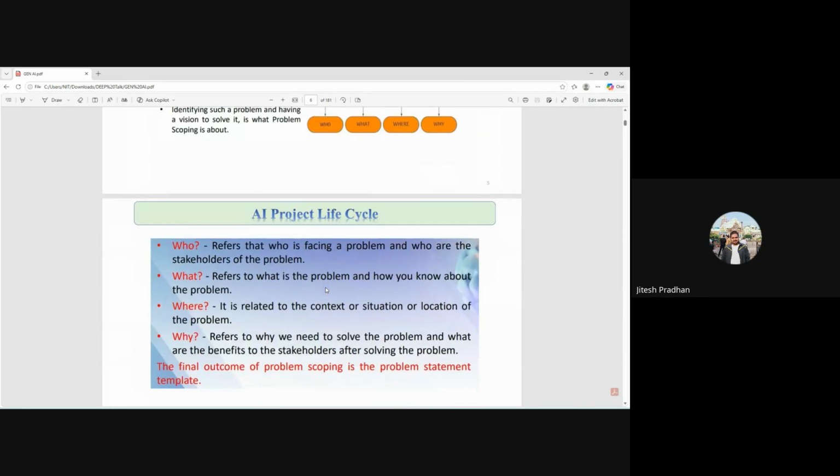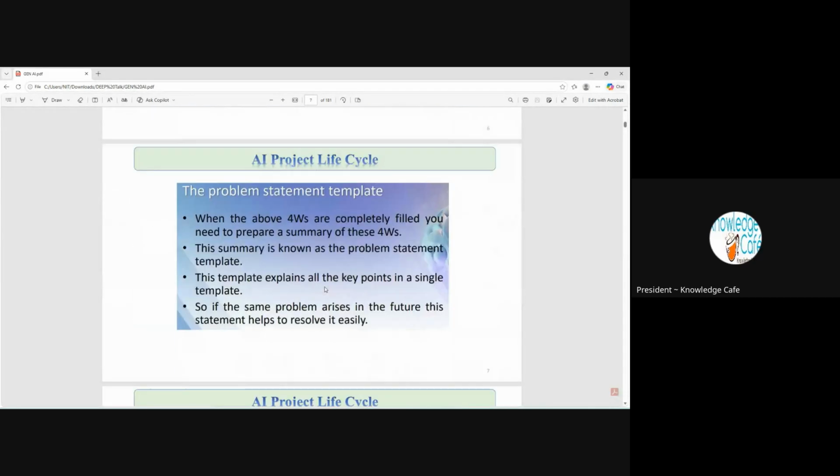So it is scrolling or not actually? Yes, sir. Scrolling, sir. Okay.